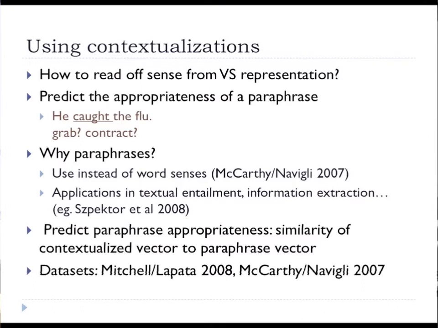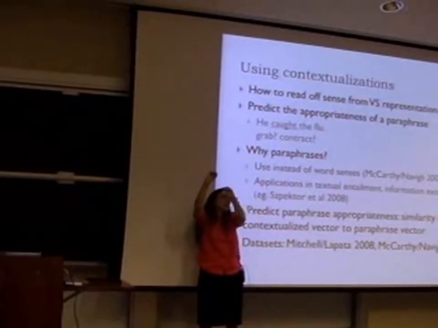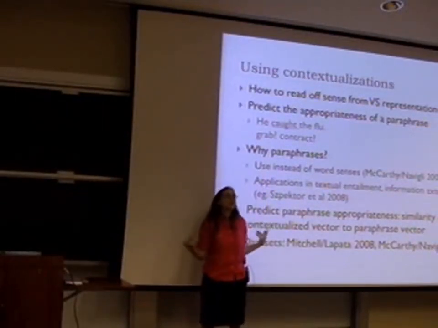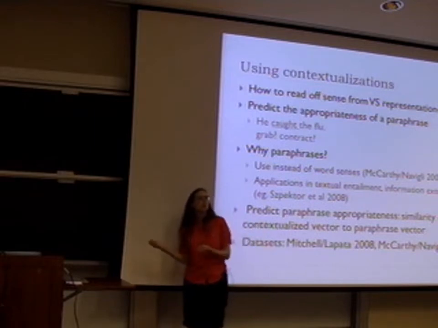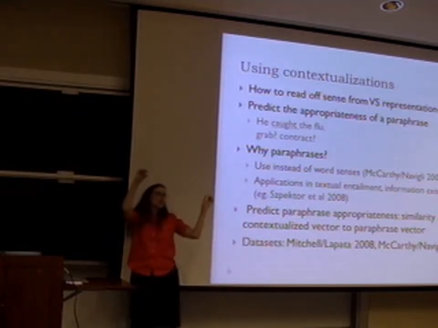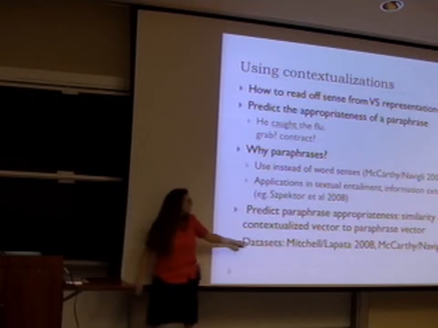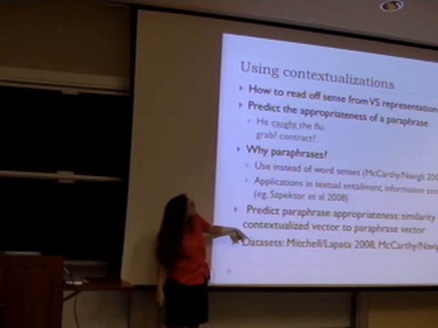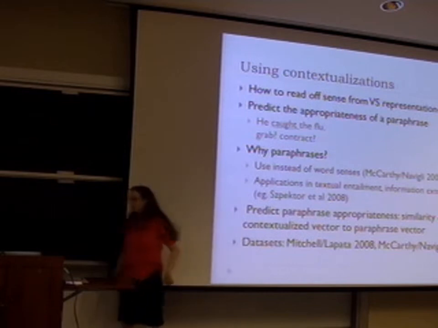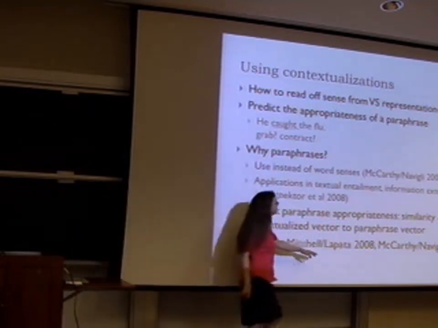So how do we predict the paraphrase appropriateness? In a case like here, we would compute a point for catch in the context of flu, and then you compare it for similarity with the vector for grab and the vector for contract, and you predict a degree of appropriateness of the paraphrase which is proportionate to the similarity of your in-context vector for catch to either grab or contract. And there are actually data sets where you have paraphrase appropriateness for words in context. The most used data set is the McCarthy and Navigli one.